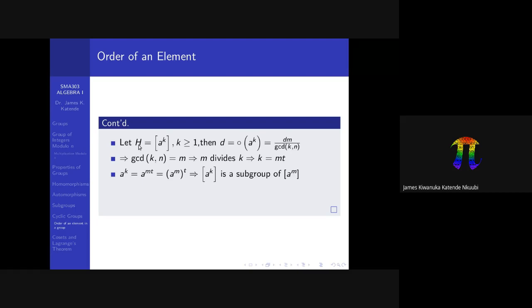So these are two groups: H, the cyclic subgroup generated by a^k, and the cyclic subgroup generated by a^m. Both of them have the same number of elements, that is d, and this cyclic subgroup is contained in this one. And they both have the same number of elements. That forces them to be equal. So we have checked that the number of elements in H, which is d, should be equal to the number of elements in the cyclic subgroup generated by a^m. So it forces these two cyclic subgroups to be the same. That means you can't have any other cyclic subgroup other than that one of order d.